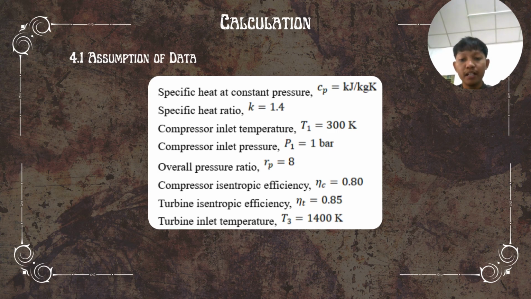We assume that air behaves as an ideal gas with constant specific heat at constant pressure, and a specific heat ratio suitable for air. The compressor inlet temperature is taken as ambient condition and the inlet pressure is assumed to be 1 bar. The overall pressure ratio of the compressor is fixed and both compressor and turbine operate with given isentropic efficiencies to represent actual operating conditions. Lastly, the turbine inlet temperature is assumed to be constant for fair comparison between all the cycles.